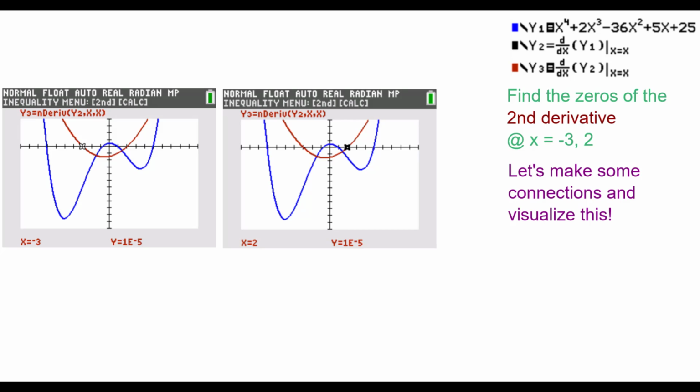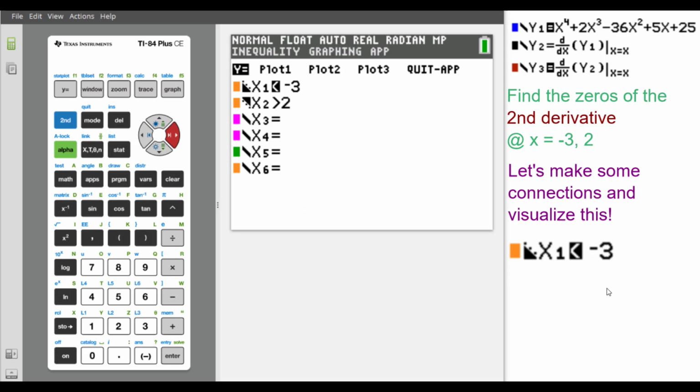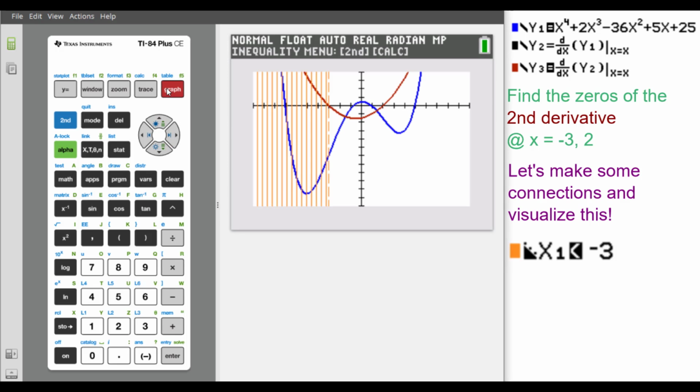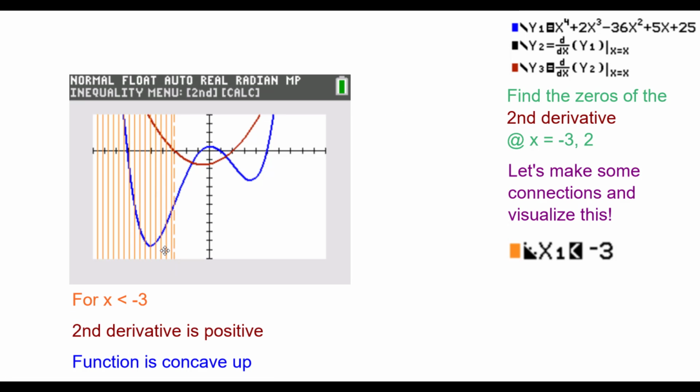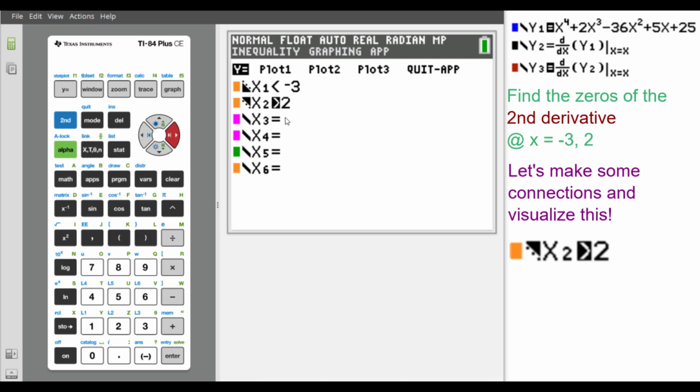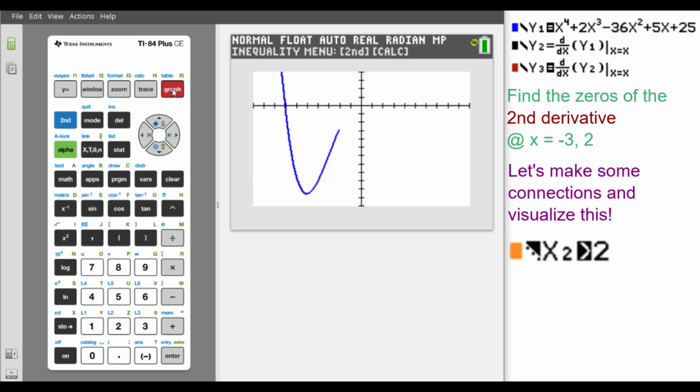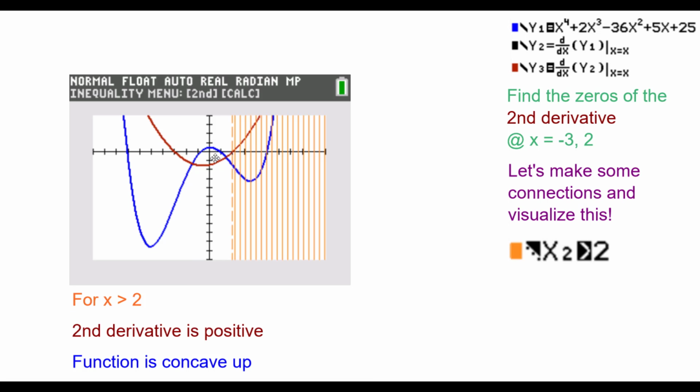Let's make some connections and visualize this. Let's go ahead and graph the inequality x is less than -3. And you can see that when x is less than -3, the second derivative is positive, and the blue function is concave up. Next, we'll graph x is greater than 2. And for x greater than 2, we can see again the second derivative is positive in brown, and the blue function is concave up in that interval.